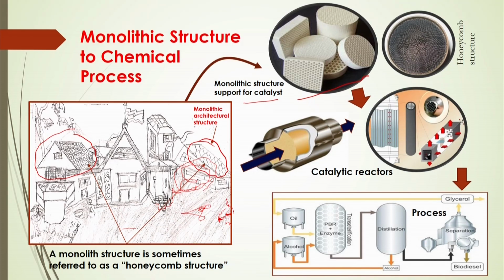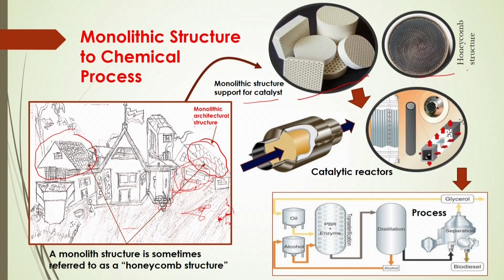Now, this is the monolithic structure support for catalyst. That means, on this support the catalyst particles are layered in such a way that the reactants flow through it, and during that flow there will be chemical engineering reactions, based on which we get different types of products by intensification of the process.